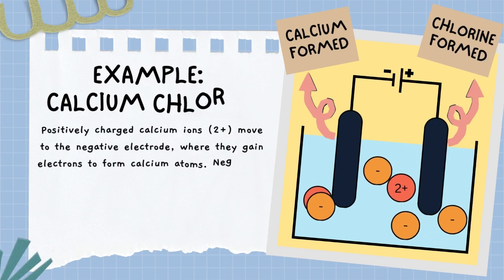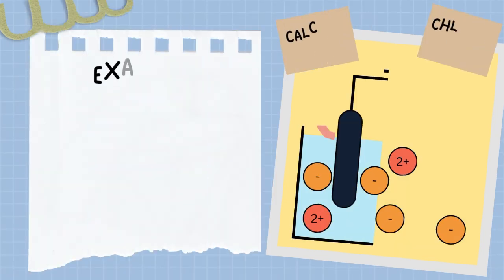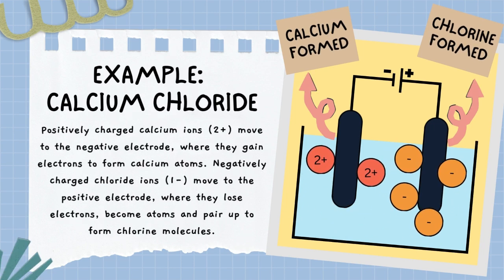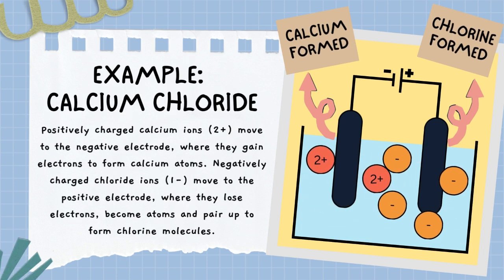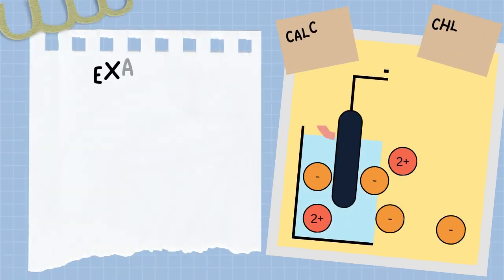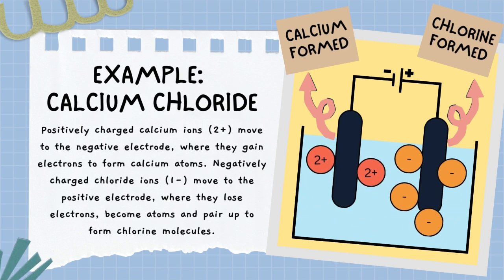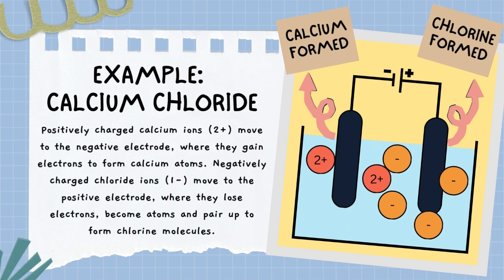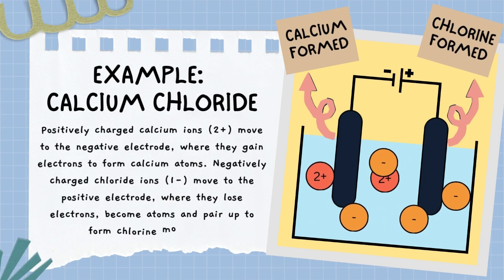Example: calcium chloride. Positively charged calcium ions, 2+, move to the negative electrode, where they gain electrons to form calcium atoms. Negatively charged chloride ions, 1-, move to the positive electrode, where they lose electrons, become atoms and pair up to form chlorine molecules. Calcium formed. Chlorine formed.